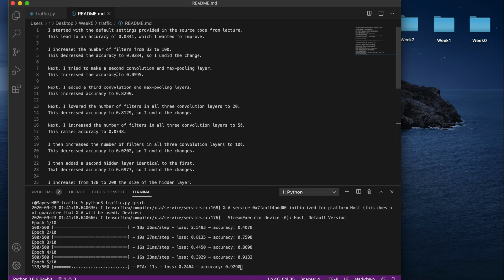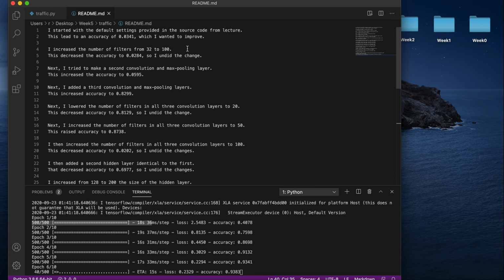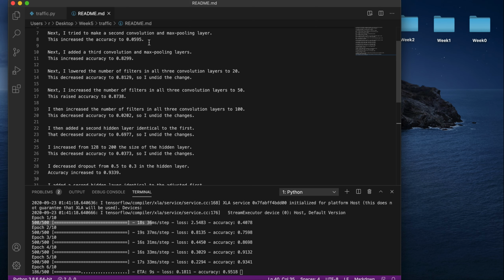But I started by just copying the source code from lecture and pasting it in, just to see what would happen, and I got very bad accuracy, 3%. So I just bumped up the number of filters to see if that would help. That made it worse. So then I added a second convolution and max pooling layer, and that actually increased the accuracy. So I tried that again, and that really increased the accuracy from like 5% to 82%.